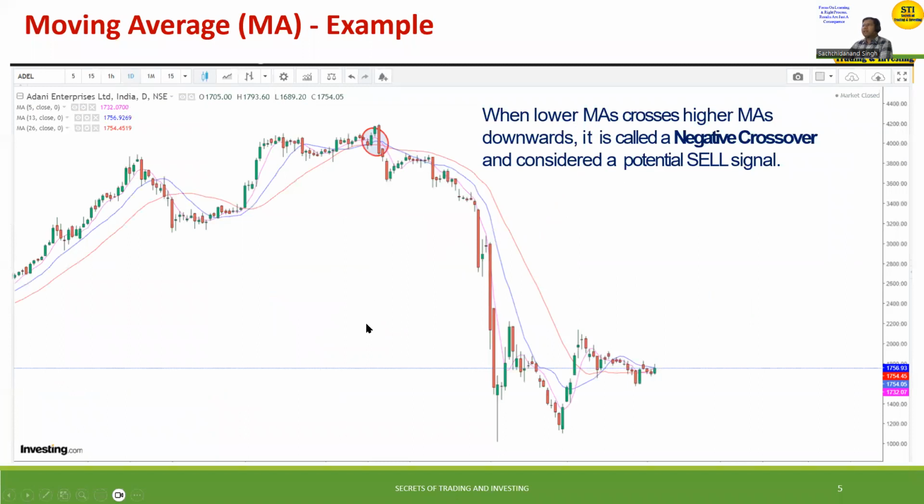And similarly, another example of the moving average is the negative crossover. It is just the opposite of that. Whenever there is a negative crossover, that means the lower time frame moving average is crossing the higher moving average in a downward direction. It is called a negative crossover, and it is considered a potential sell signal. This example is Adani Enterprises, which is the latest example.